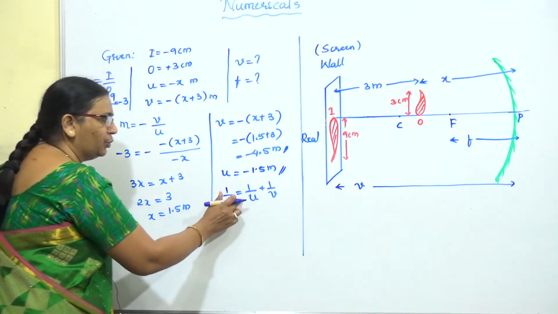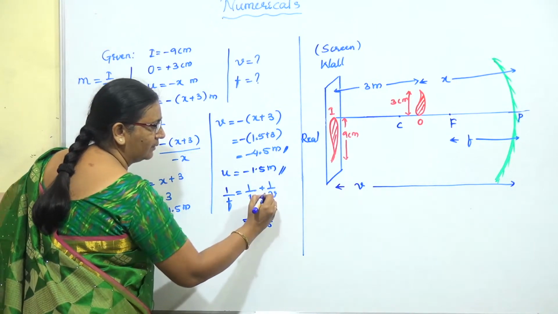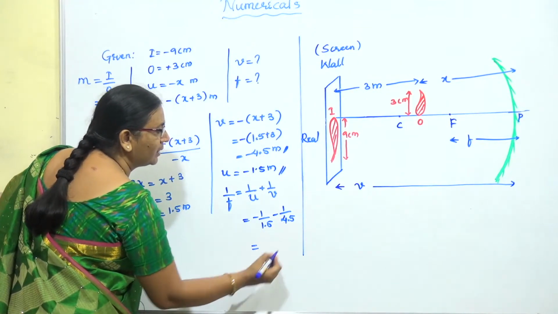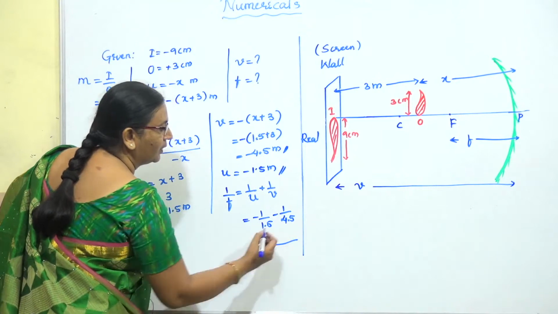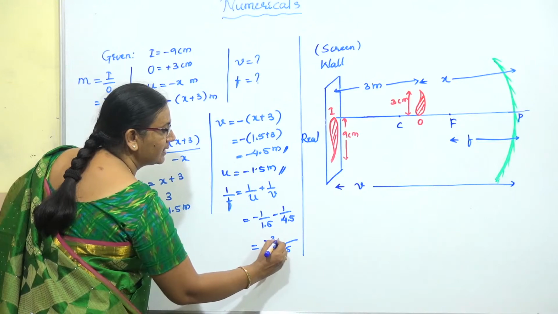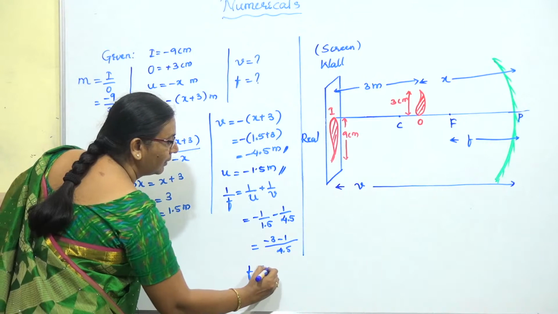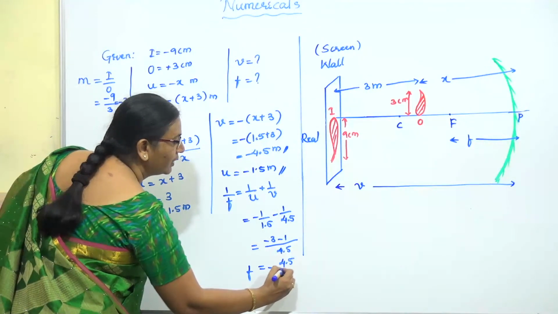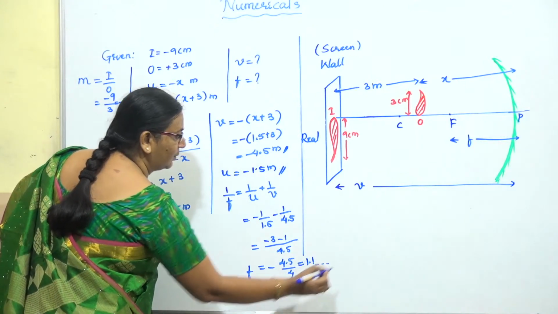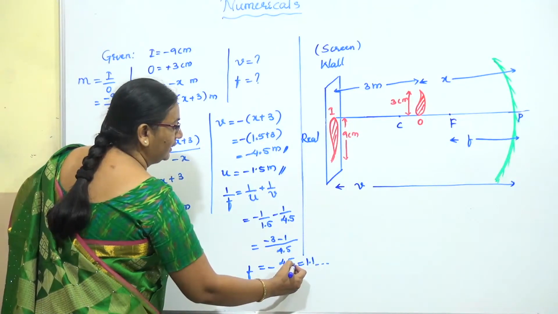So u is minus 1.5 and v is minus 4.5. You can take 4.5 itself as the LCM. This became minus 3 minus 1. So f becomes minus 4.5 divided by 4. I think we'll get 1.1 something, so about 1.125.